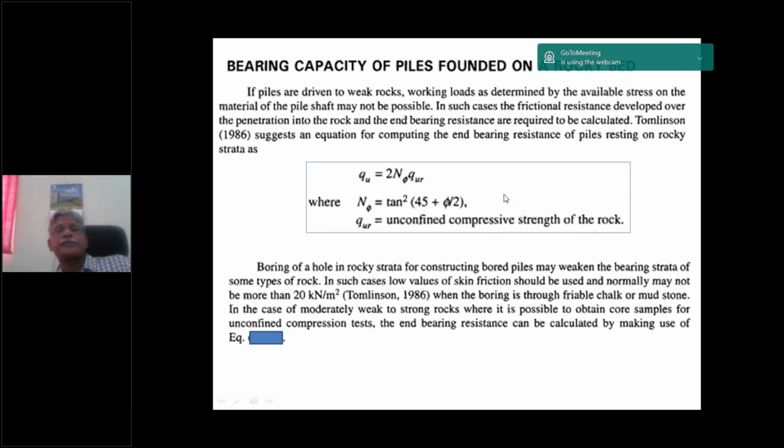Whatever rock samples you get, you put them in the machine and test them for unconfined compressive strength, and that will give you QUR. So N phi is from this formula. So the ultimate capacity of a pile you can get from this particular simple formula in case of rocky strata, where the piles are embedded in rocky strata.